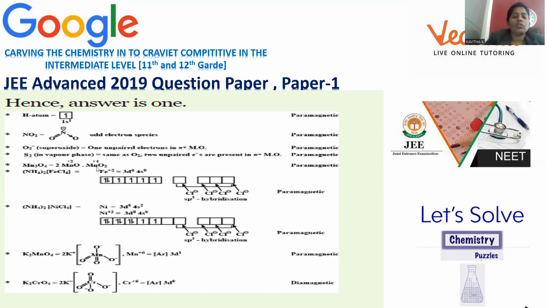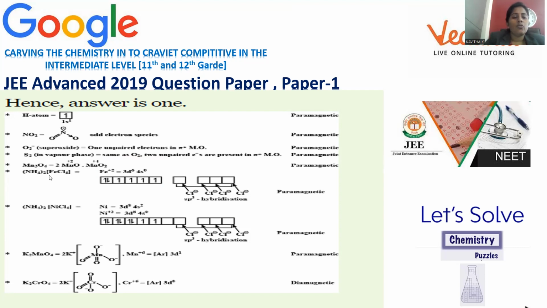Mn3O4. If Mn3O4 is considered, you can find manganese +2 and manganese +4, existing in the form of MnO and MnO2. MnO has the +2 oxidation state, and MnO2 has the +4 oxidation state. Whatever the condition, all these have odd electrons. If odd electrons are present, that is paramagnetic in nature. So Mn3O4 is also a paramagnetic species.